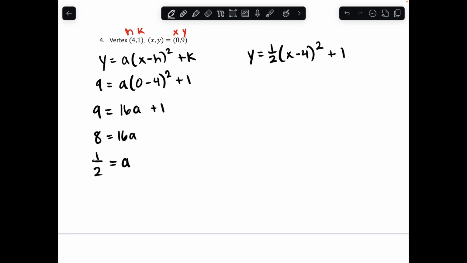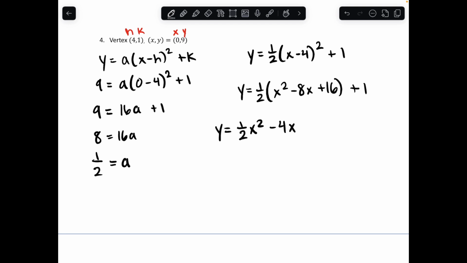From here, we can expand out, and so we get y is equal to 1/2 times (x squared minus 8x plus 16), and then plus 1. We can then distribute our 1/2, and so we get y is equal to 1/2 x squared minus 4x plus 8, and then plus 1. Now we can go ahead and combine like terms to get our final answer of 1/2 x squared minus 4x plus 9.